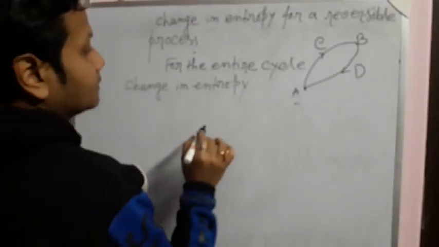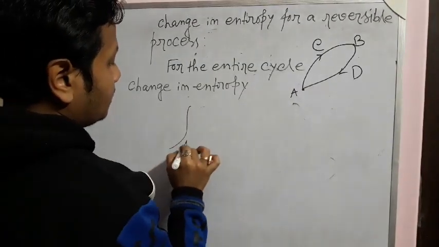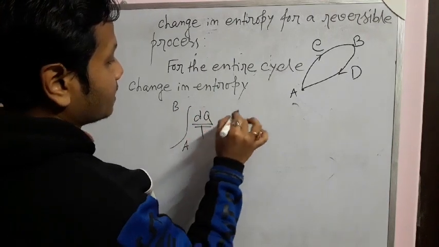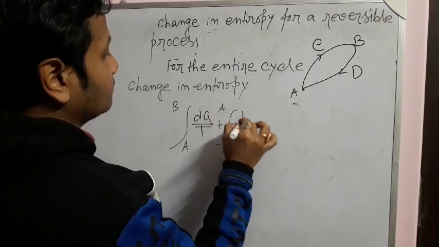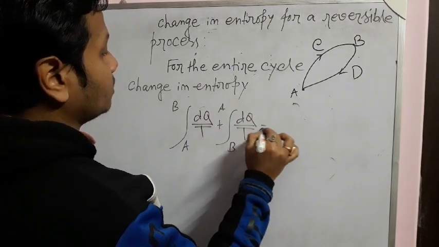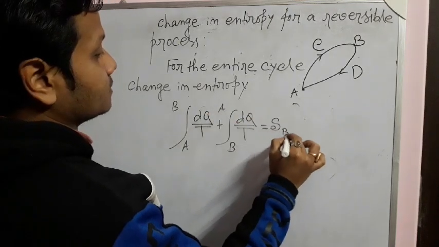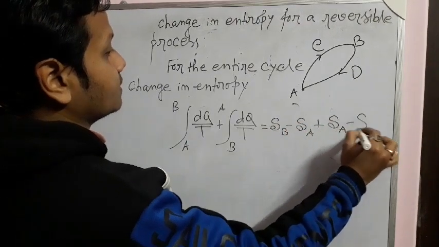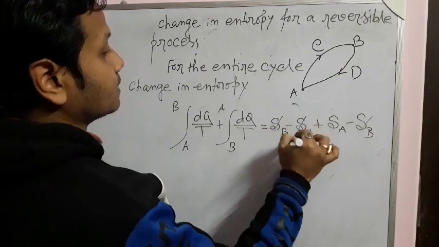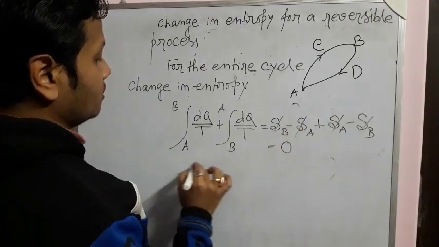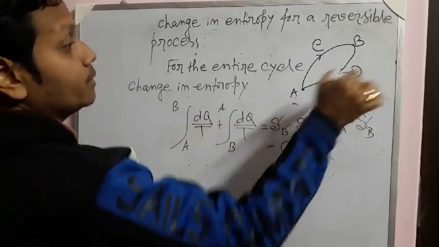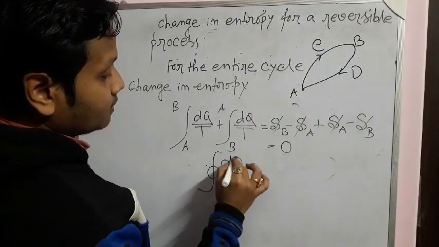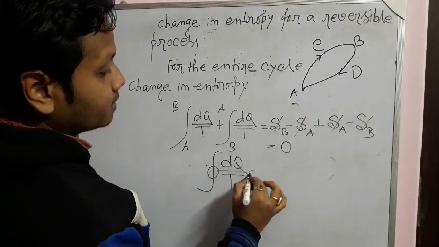So A to B, this is dq upon t, plus B to A, dq upon t. And what we get? This we get SB minus SA, and that we get SA minus SB. So this cancels, so this becomes 0. So what is this? A to B, B to A, the entire cycle, that you can write in this way. So the line integral of dq by t is 0.